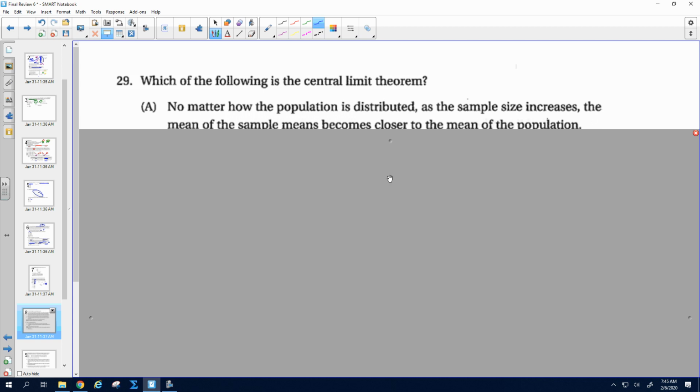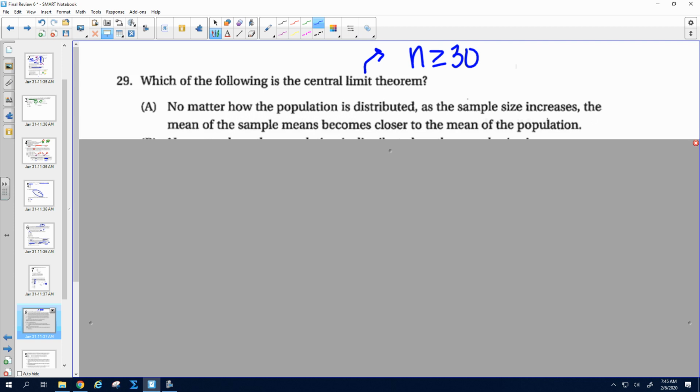Okay, which of the following is the central limit theorem? So first of all, you guys, the central limit theorem is basically if the population is not normal for means, as long as we have large counts, which happens to be greater than or equal to 30, then we're good to go. So this first one is talking about the mean of the sample, so a bunch of little x bars equals the true mean. That is a true statement, but it is not the CLT.